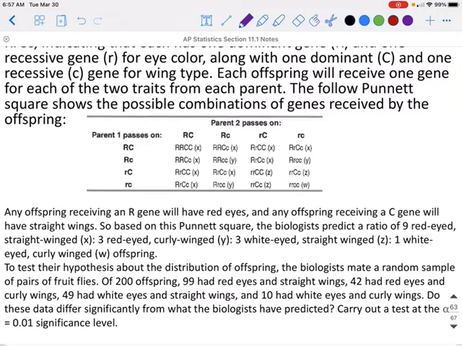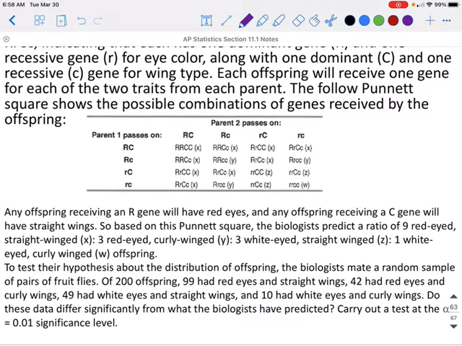To test the hypothesis of this distribution of offspring, the biologists made a random sample of pairs of fruit flies. Of 200 offspring, 99 have red eyes and straight wings, 42 have red eyes and curly wings, 49 have white eyes and straight wings, and 10 have white eyes and curly wings. Do these data differ significantly from what the biologists have predicted? Carry out a test at the alpha equals 0.01 significance level.